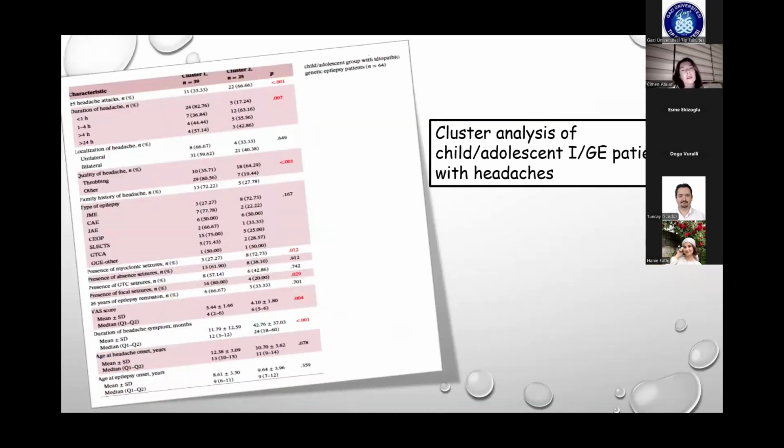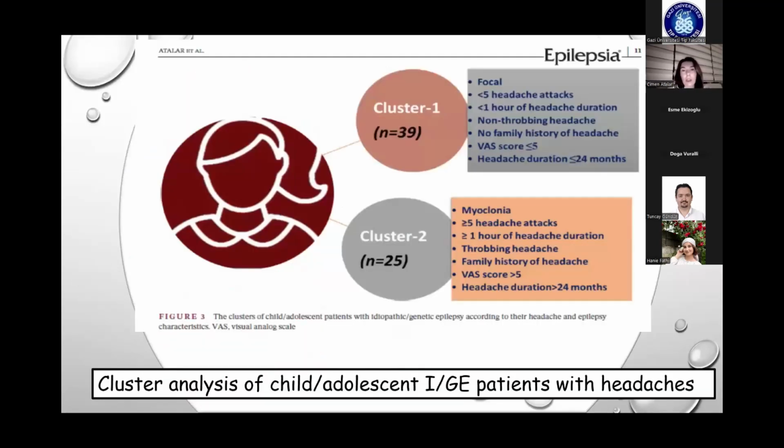And we had another cluster analysis for the child adolescent group, and I'll try to summarize this in the next figure. The child adolescent group also had 2 clusters. Cluster 1 had focal seizures, less than 5 headache attacks, less than 1 hour of headache duration, non-throbbing headaches, no family history of headache, VAS score less than 5, and headache duration less than 24 months, whereas the second cluster had myoclonia, more than 5 headache attacks, more than 1 hour of headache duration, throbbing headache, family history of headache, VAS score more than 5, and headache duration more than 24 months.